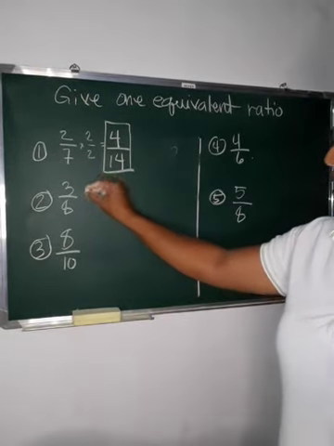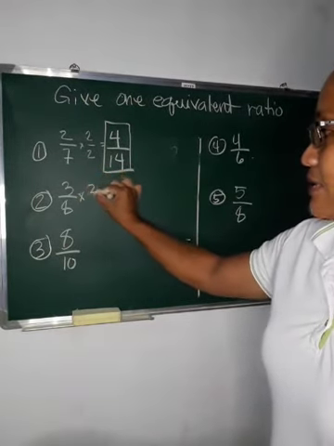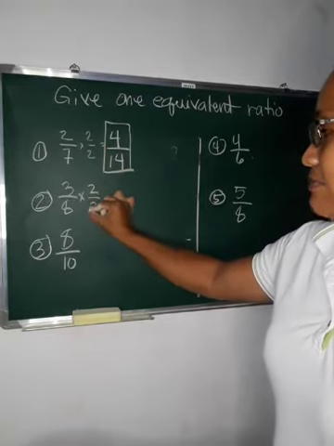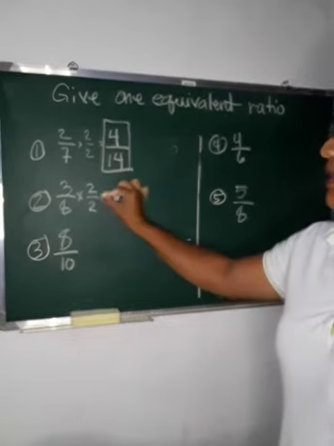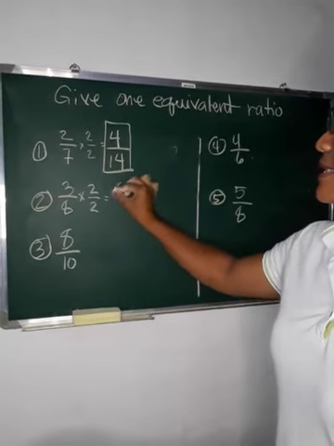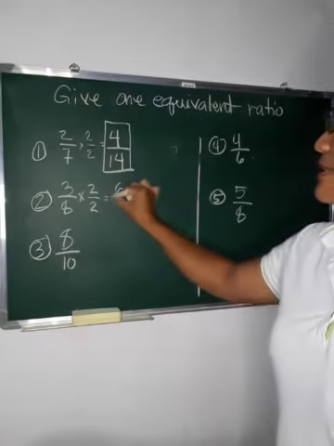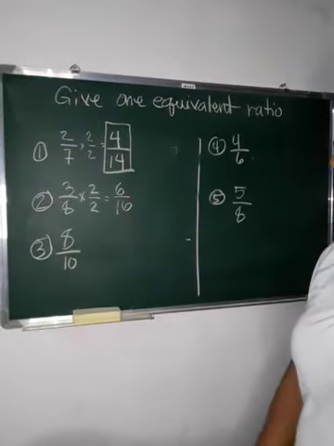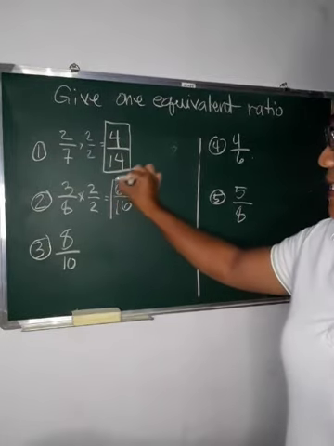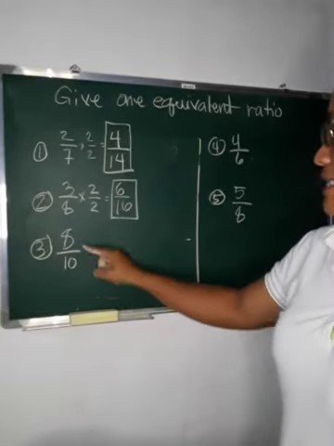Next, 3 and 8. The same, multiplied by 2. You can also use a bigger number like 3 and 3. So 3 times 2, we have 6. 8 times 2, we have 16. So 6 over 16. Next, 8 and 10.